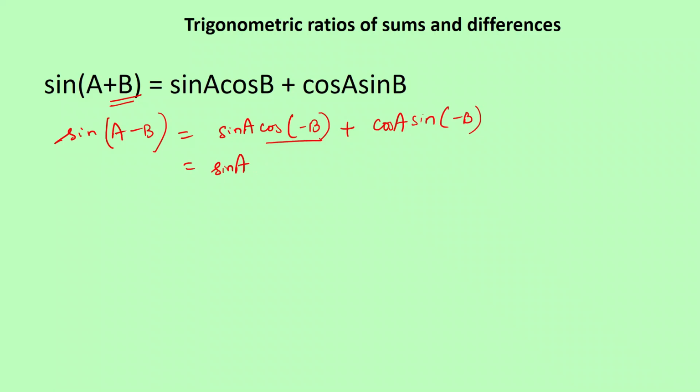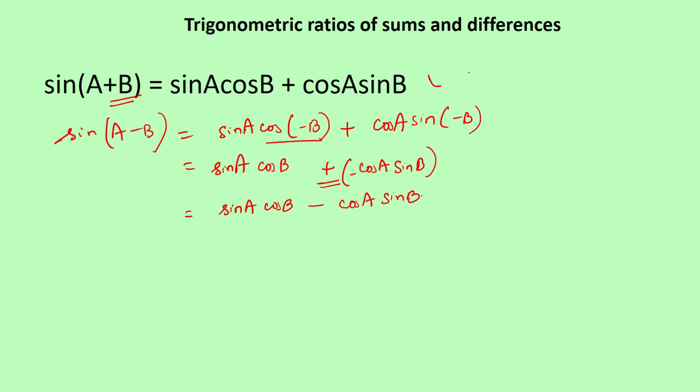Remember, we know from the previous video that cos of minus theta is cos theta. It's not minus cos theta. So cos of minus B is just cos B, and plus cos A, and sine of minus theta was minus sine theta. So we take this minus outside. So it becomes minus sine B, which on being multiplied with this positive value gives us the negative. So we have sine A cos B minus cos A sin B.